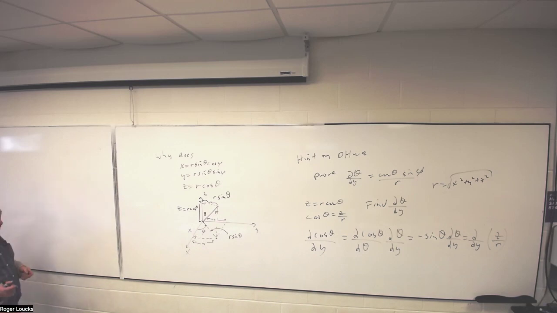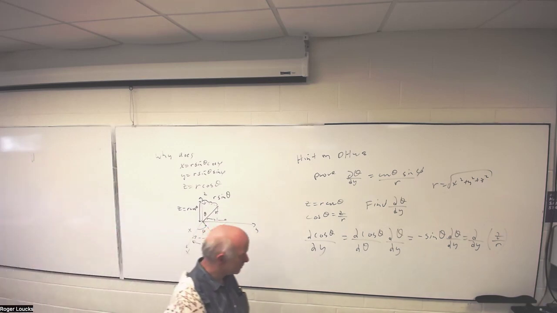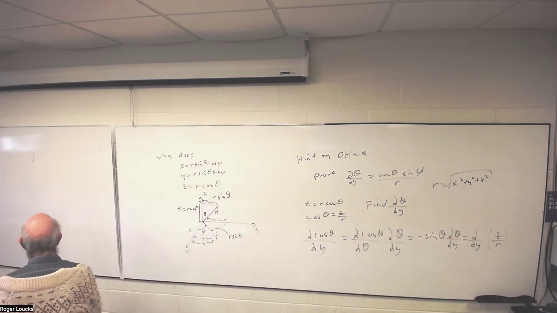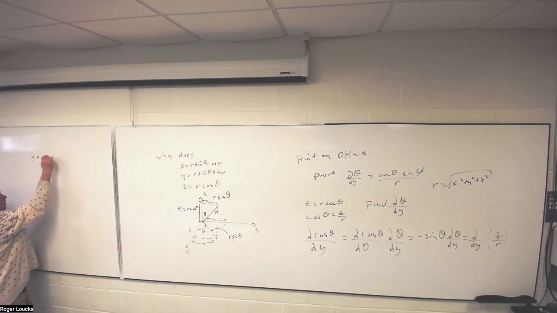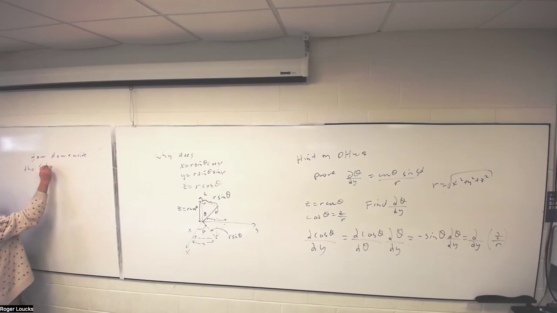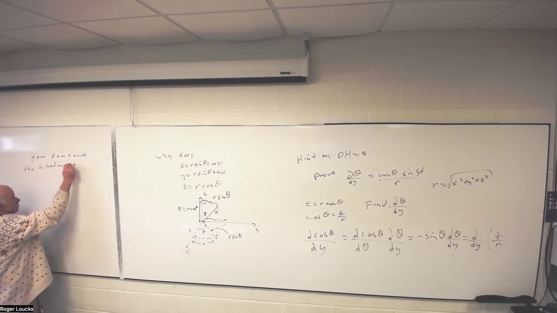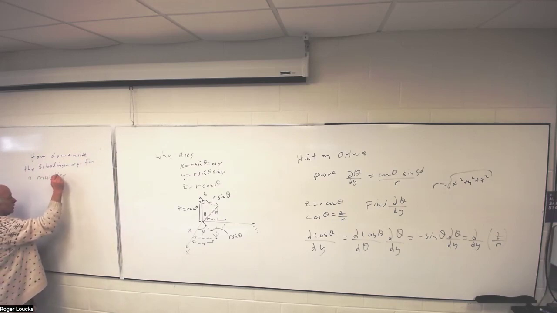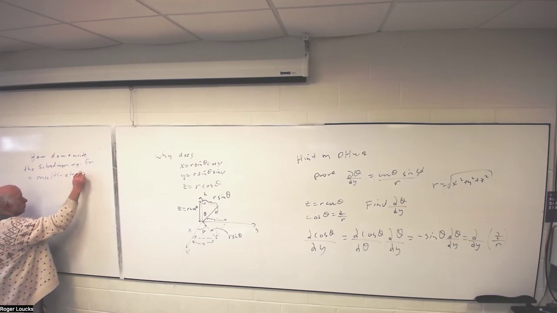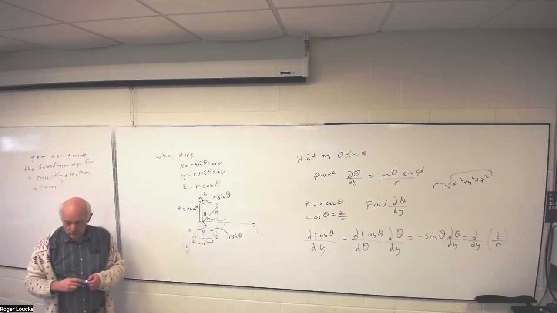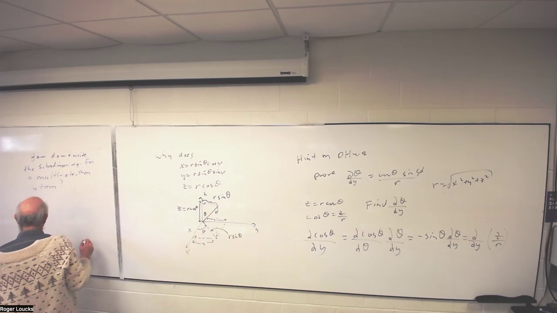Let's go on with this. Okay, so what are we doing? How do we write the Schrodinger equation for a multi-electron atom? So let's draw it.